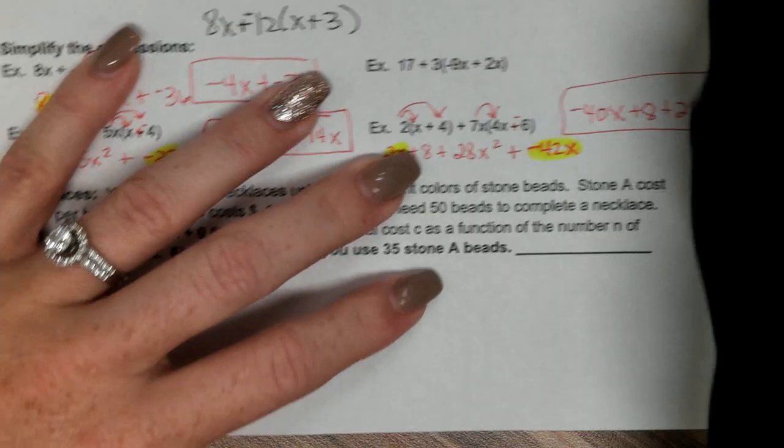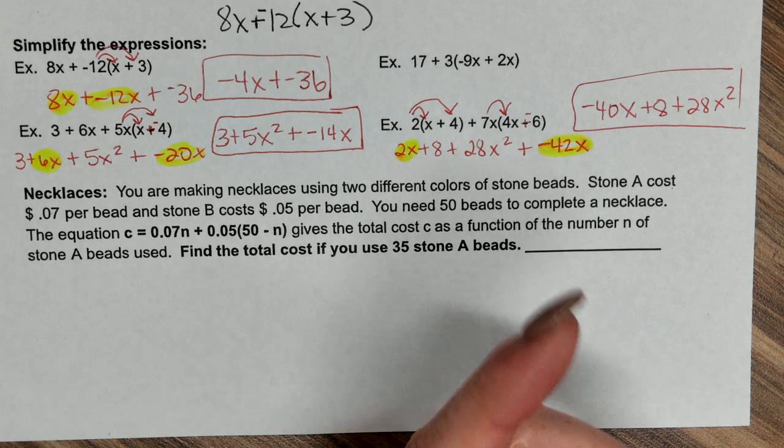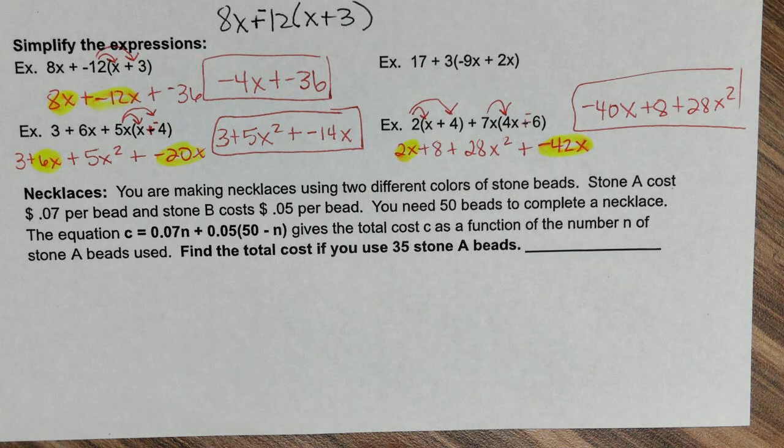All right, let's look at the word problem. You are going to make necklaces using 2 different colors of stone beads. This is like the one we did on our assignment last night that I set up for y'all. So you're going to make a necklace, but you're going to have 2 different colors of stone beads. Stone A costs 7 cents per bead. Stone B costs 5 cents per bead. You need 50 beads total to complete the necklace.